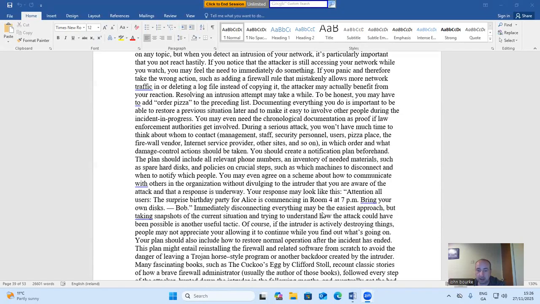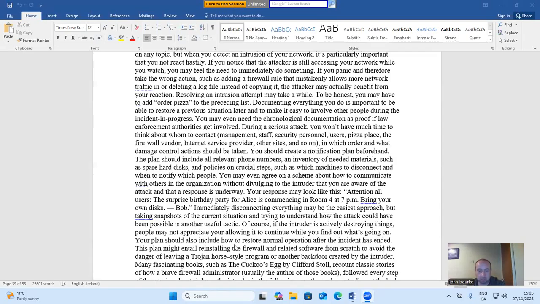Immediately disconnecting everything may be the easiest approach, but taking snapshots of the current situation and trying to understand how the attack could have been possible is another useful tactic. Of course, if the intruder is actively destroying things, people may not appreciate your allowing it to continue while you find out what's going on.